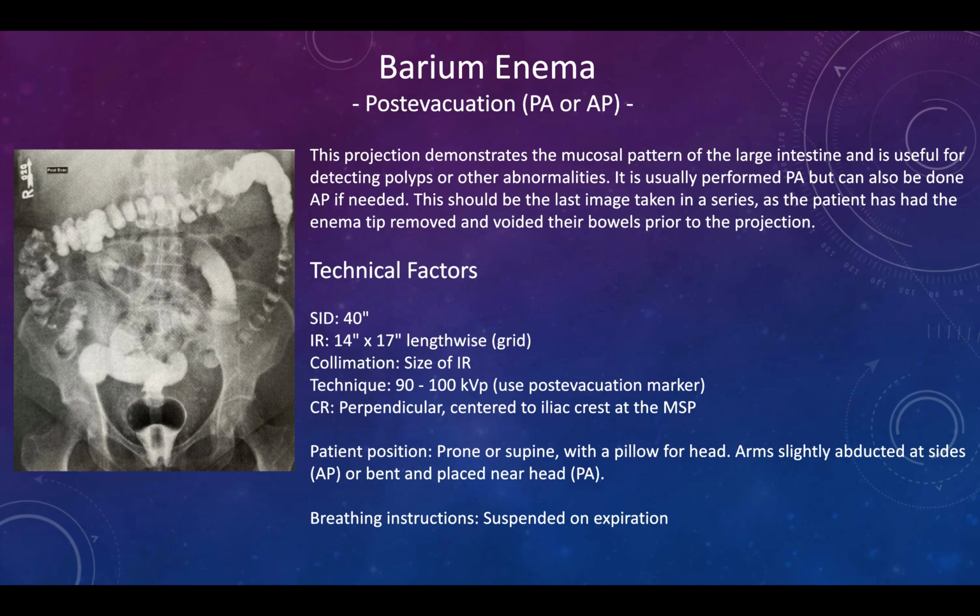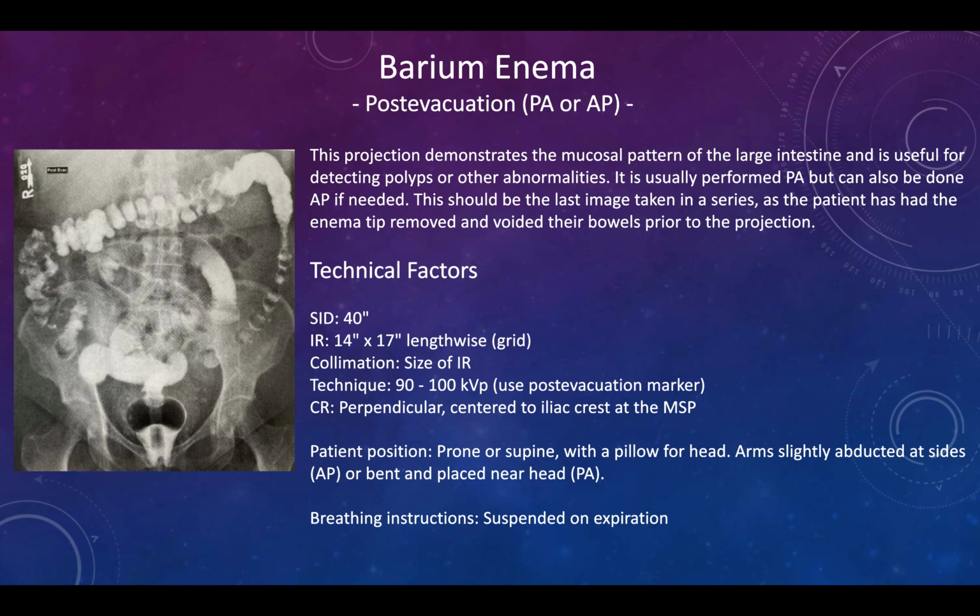So 40-inch SID again. We're going to be using a 14 by 17 lengthwise cassette. Collimate to the size of the IR. And we're going to use 90 to 100 kVp and use a post-evacuation marker so that we know that this is a post-void image, kind of similar to how we would use those markers for the beginning of the IVU. This is the pre-void, the scout image, that kind of stuff. Good to have that marked.